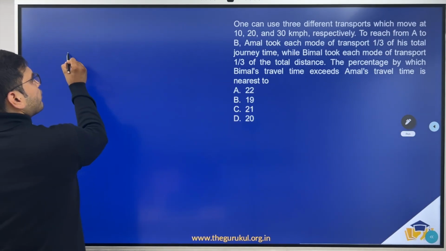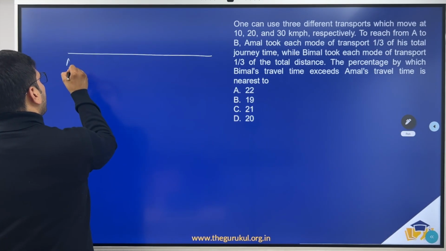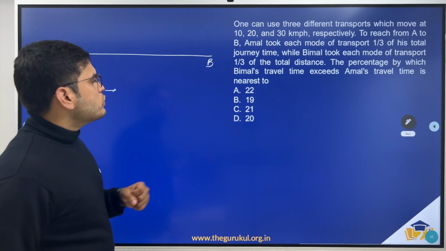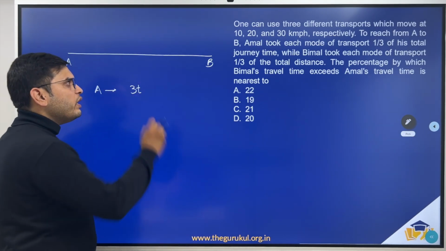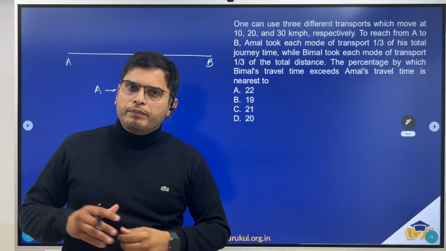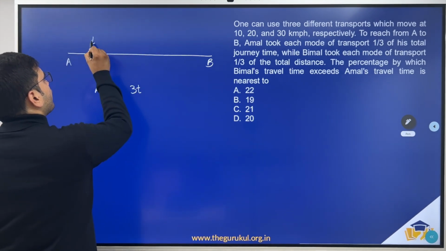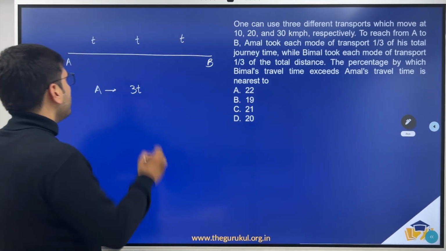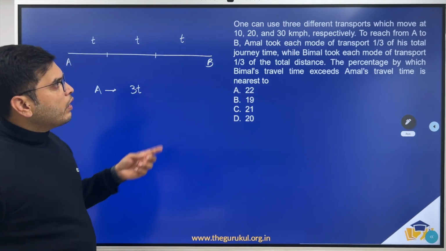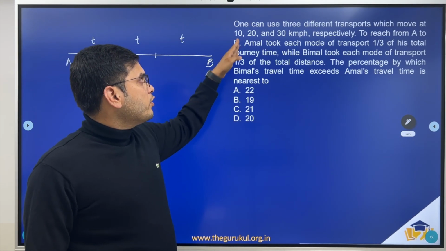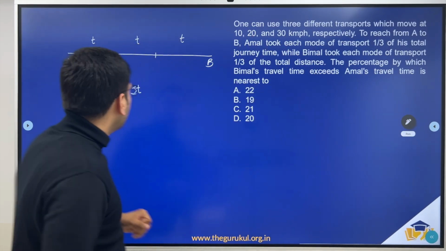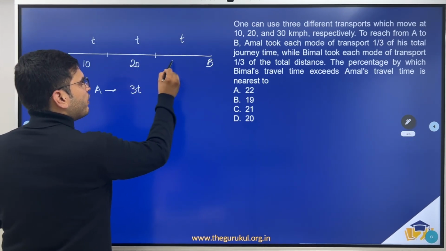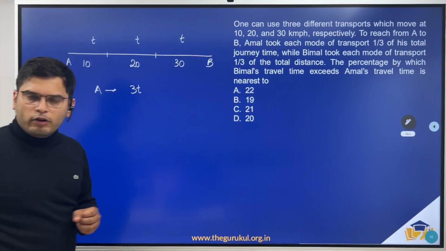Right. So we have A to B. Now let me consider Amal's. So let the total time spent by Amal be 3T. Then he had divided this 3T into three equal time intervals, and for each time interval, he traveled at a speed of 10 kilometers per hour, 20 kilometers per hour, and 30 kilometers per hour. So this stretch he traveled at 10 kilometers per hour, this stretch 20 kilometers per hour, and for this time 30 kilometers per hour.